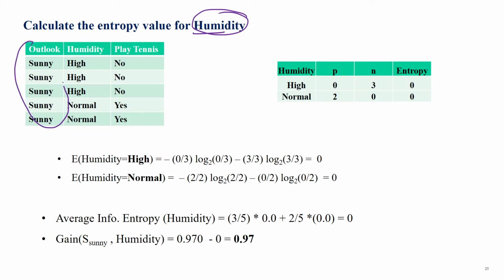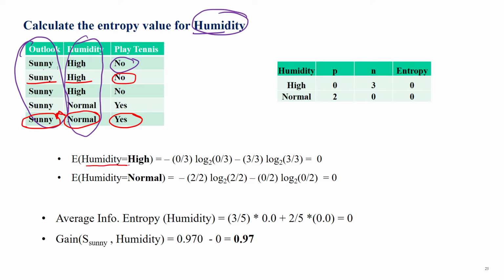So when outlook equal to sunny, what are the possible values of humidity? Here outlook equal to sunny and humidity is high, there is no possibility of playing tennis. And when outlook equal to sunny and humidity is normal, there is the possibility of playing tennis. Yes.